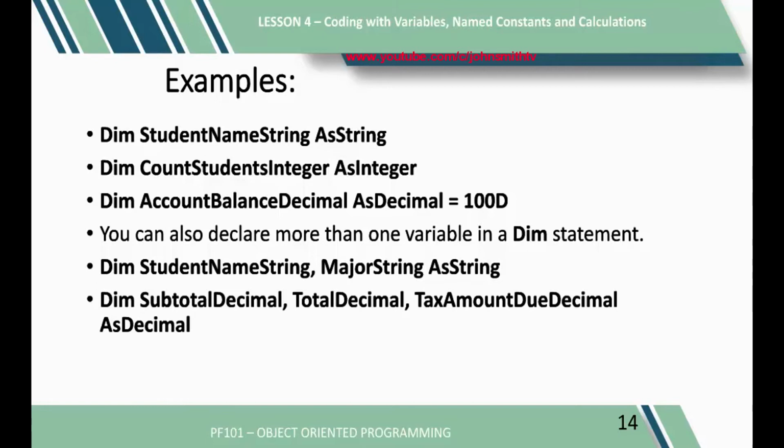Let's have an example in declaring a variable. Dim studentNameString As String. Dim countStudentsInteger As Integer. Dim accountBalanceDecimal As Decimal = 100D. You can also declare more than one variable in a Dim statement. Dim studentNameString, majorString As String. Dim subtotalDecimal, totalDecimal, taxAmountDueDecimal As Decimal.